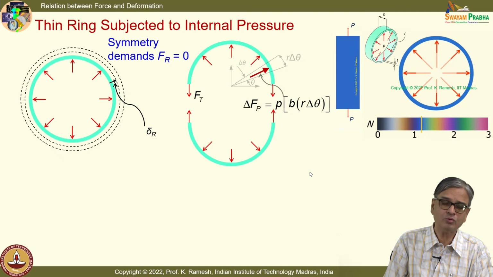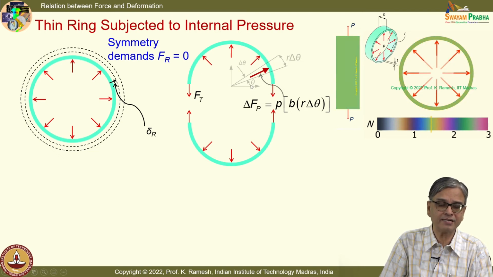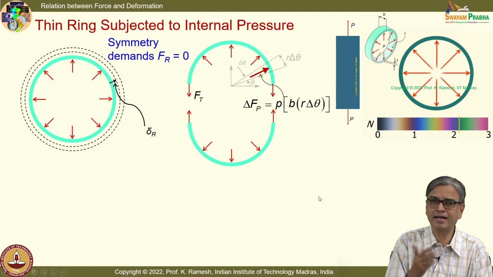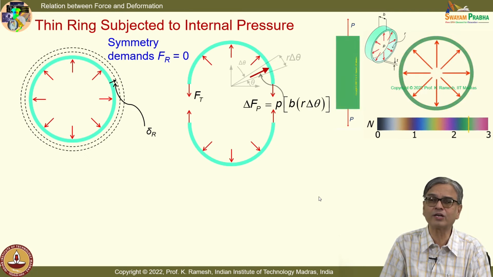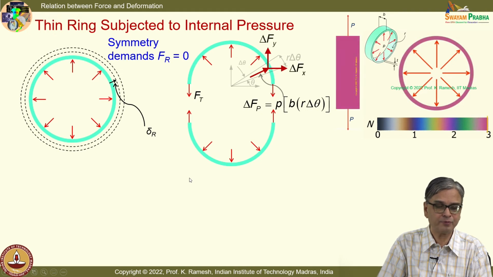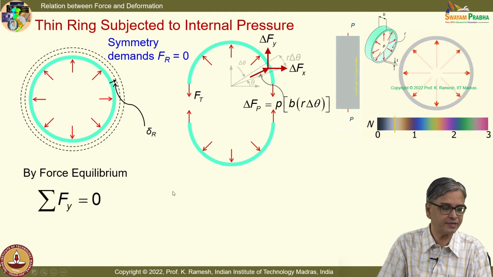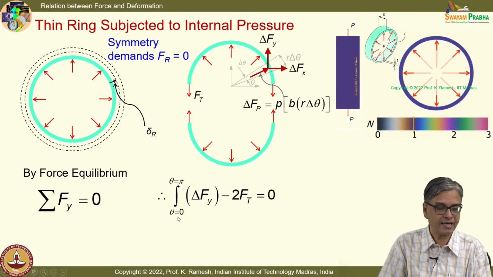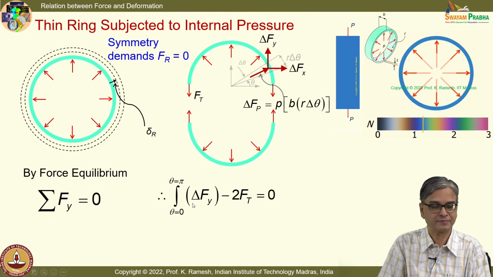So, now what do I have to do? I have to integrate with theta varying from 0 to pi. If I balance this segment, I have the necessary expression for the force Ft. So, I can put this as delta Fx and delta Fy, and I can write the force equilibrium, summation of delta Fy equal to 0, and I have the integral from 0 to pi of delta Fy, minus one Ft here, another Ft here, equal to 0. Is the idea clear?